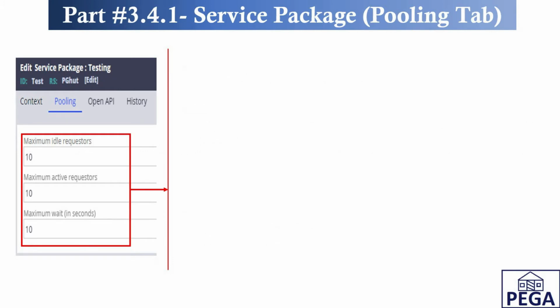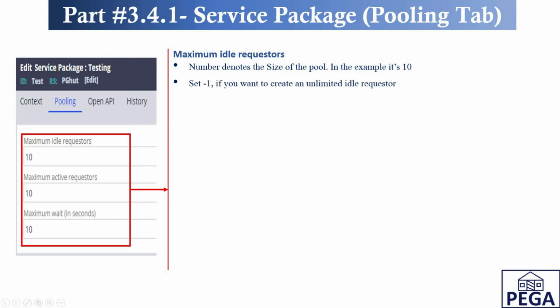Now let's dig a bit more into the ideal requester, active requester, and the wait time. How does it work and what is the significance of that? The maximum ideal requester basically denotes the size of a pool. So it's a pool size where you have 10 requesters, because I have mentioned 10 over here. If you don't want to set a specific size and want to make it unlimited, then you can set it to -1.